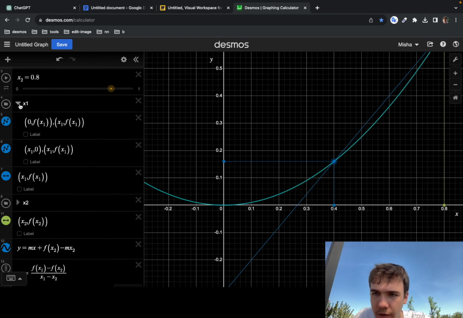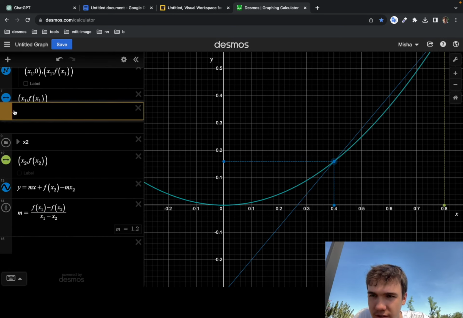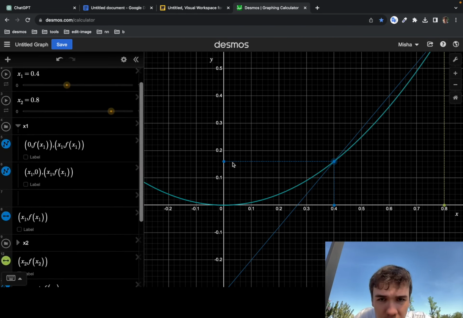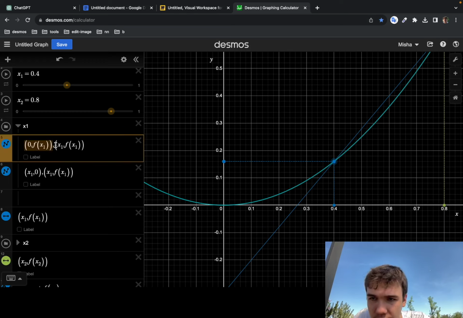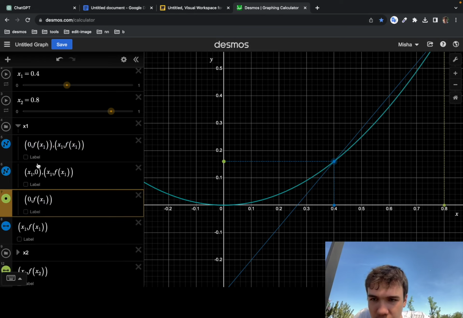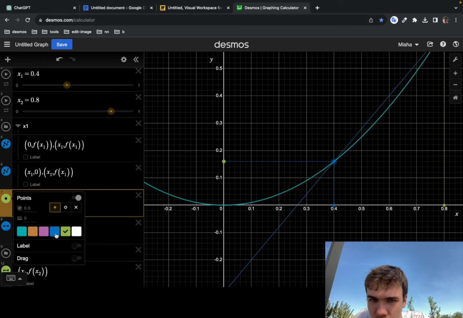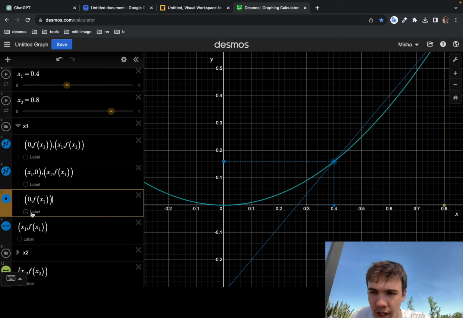So I'm going to open x1 first. I want to create a new one, just over the previous one. I want to take this point here. I believe that, yeah, this is it. So I create a new one and I want to label it. So the label will be f of x. Okay, so this is our f of x.